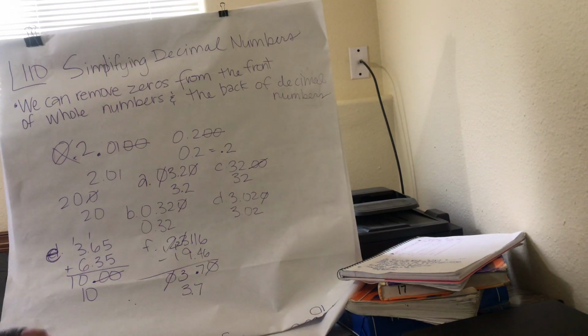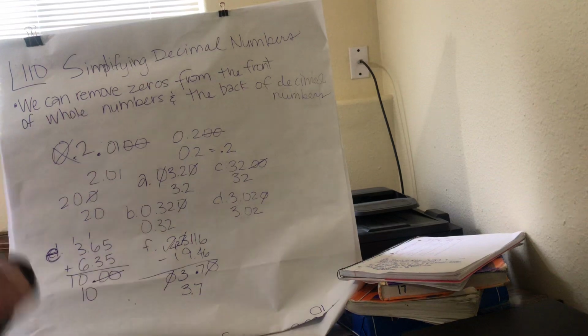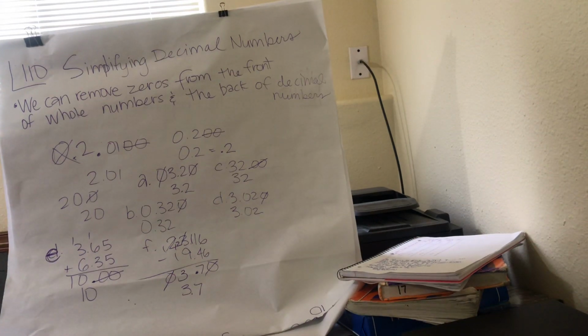So that's what you're doing today. You'll be adding, subtracting, and looking at your answers to see if there's some extra zeros, because we're going to be simplifying our decimal numbers today.